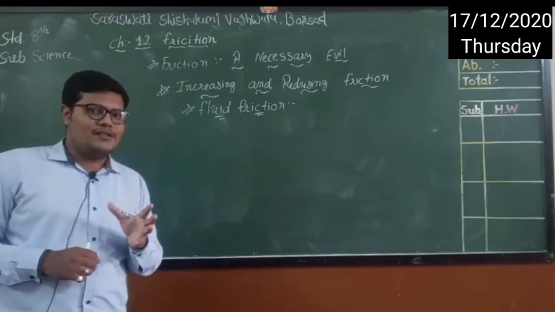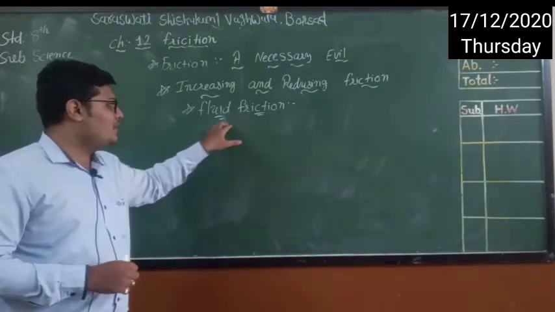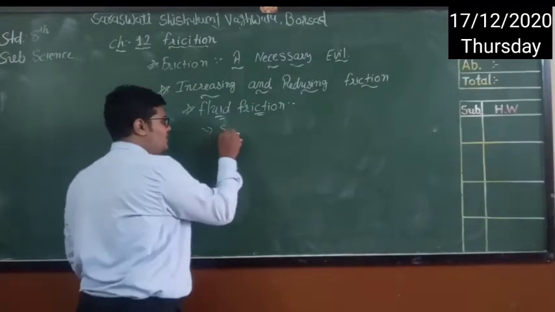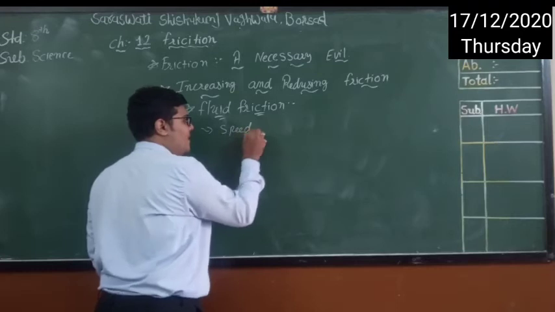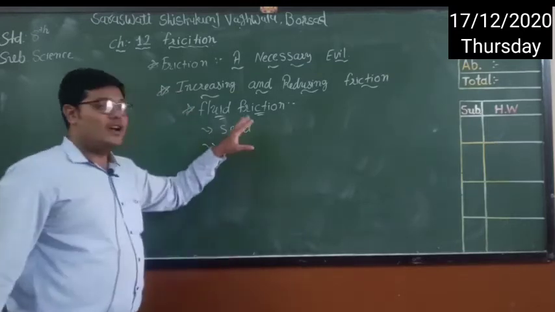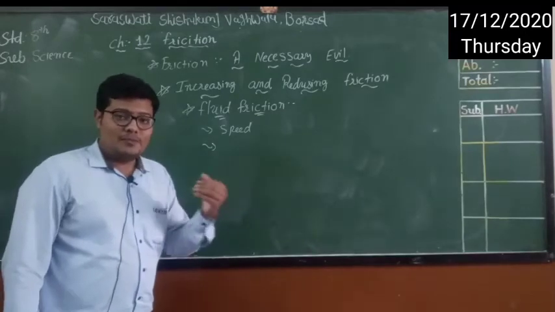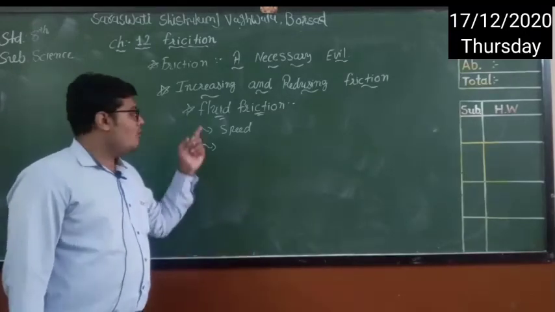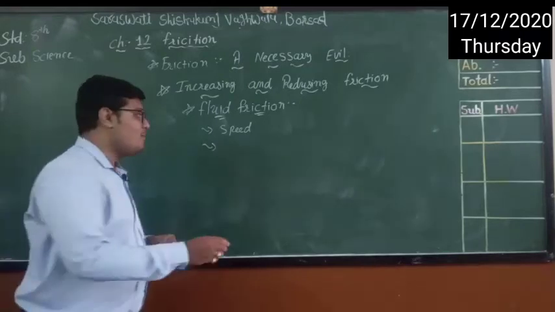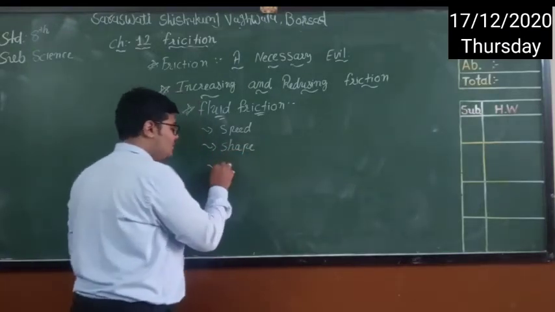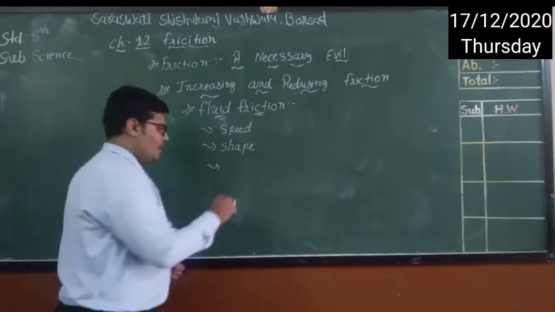First of all, we need to understand how this depends. This friction depends on three things. First of all, the speed of the object relative to the fluid, that is, how much speed it is moving with inside the fluid. Second one, the shape of the object. Next one is the nature of the fluid.